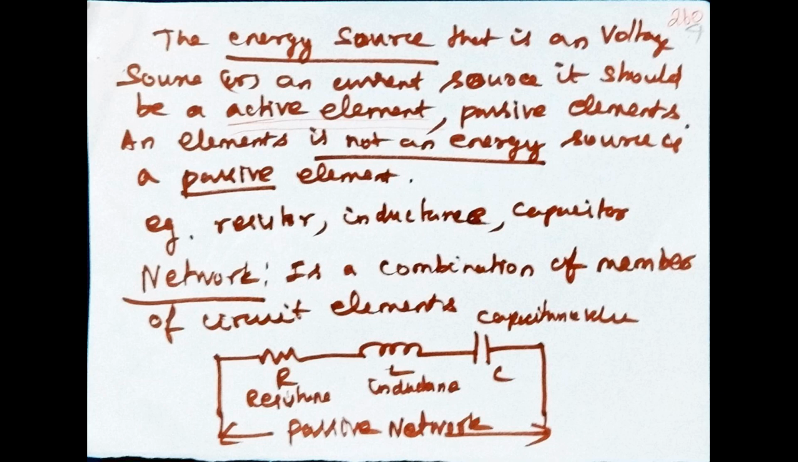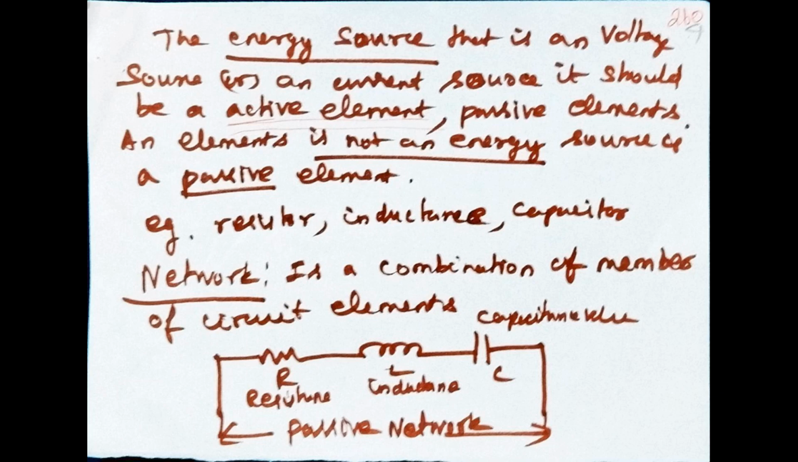An energy source, that is a voltage source or a current source, is an active element. Passive elements: an element that is not an energy source is a passive element. Examples of passive elements: resistor, inductor, capacitor. No energy source.